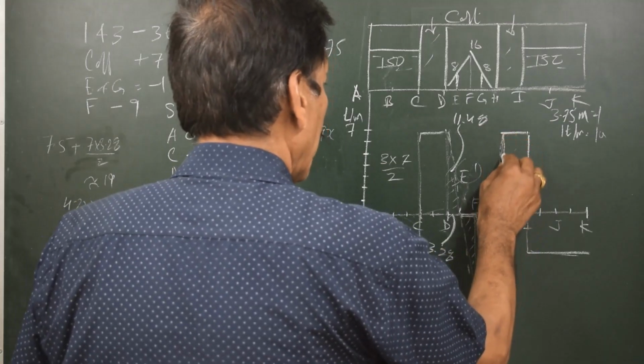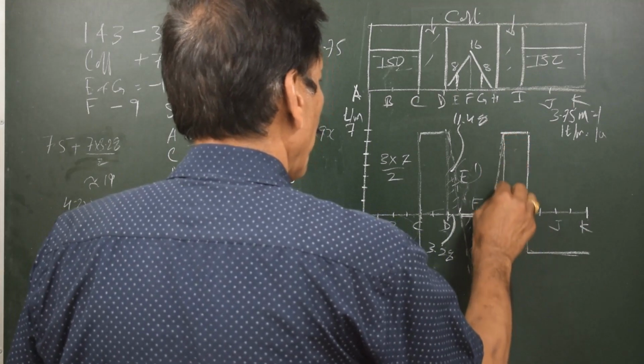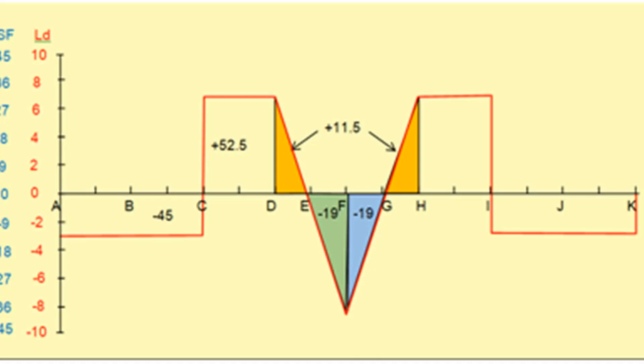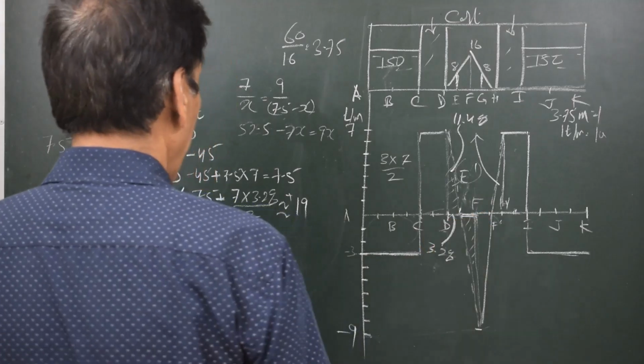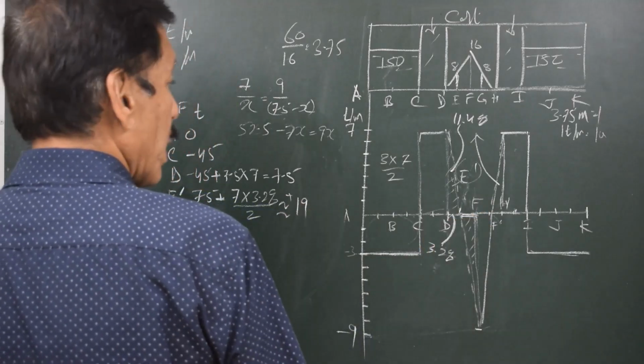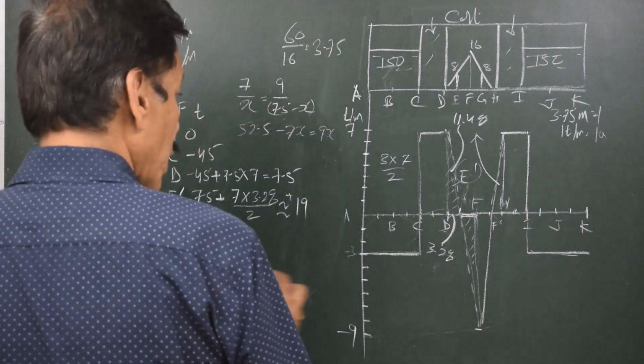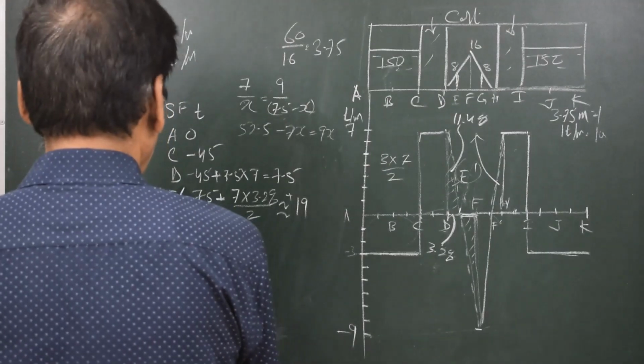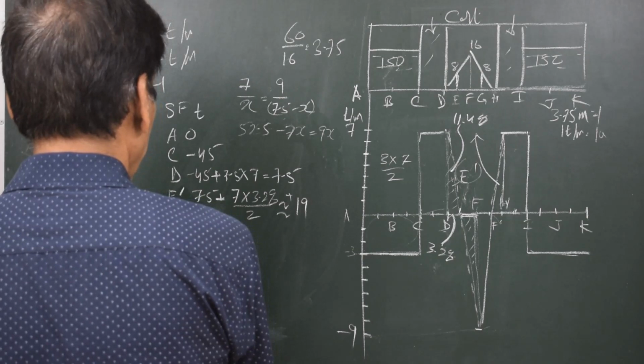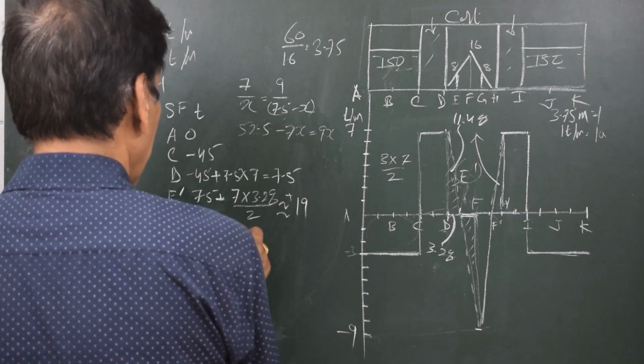So this area should also be equal to 11.48, right? And the total area up to this point E dash is 19, that is a plus. Now let us find out what is the area up to F. So it will be plus 19 minus this area.